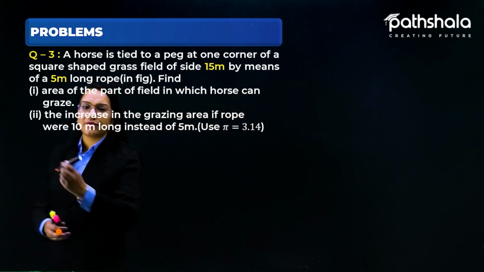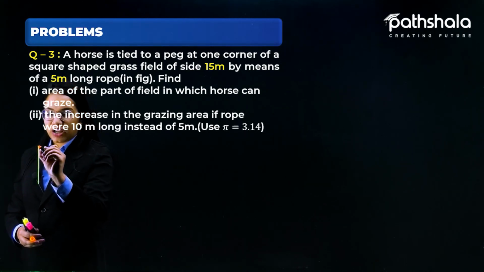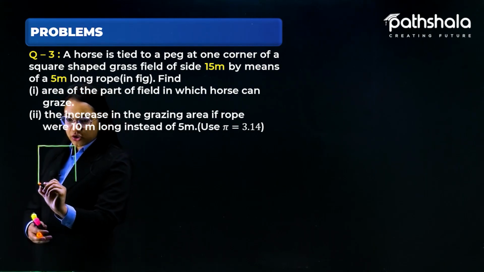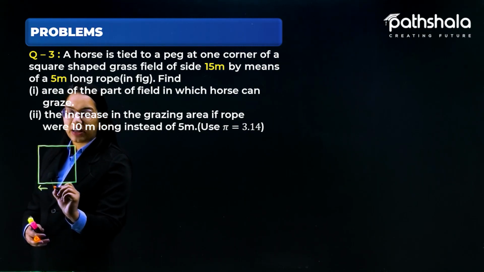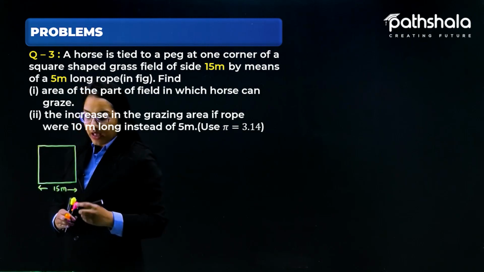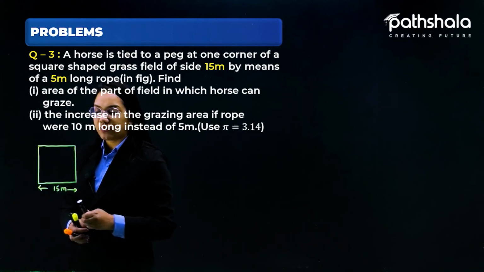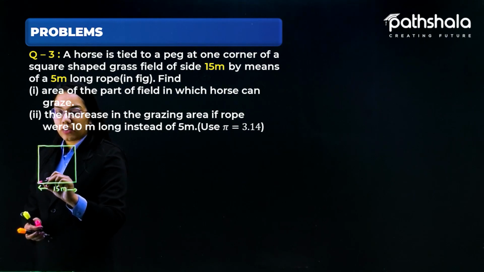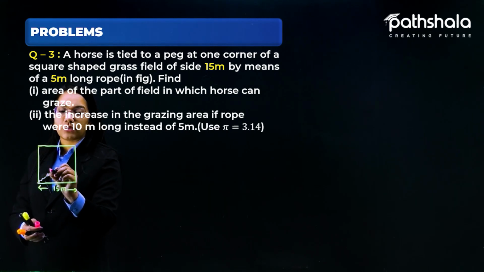First of all, let us suppose I'm taking a square-shaped grass field. Let us suppose this is my square-shaped grass field. As given, this is of side 15 meters. And there is a horse which is tied to a peg at one corner of the square-shaped grass field. So let us suppose it is tied to this particular corner with a peg, and this is the rope with which the horse is tied. Let us suppose this is my horse.